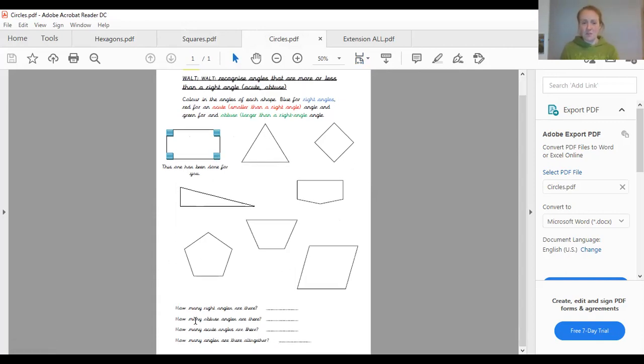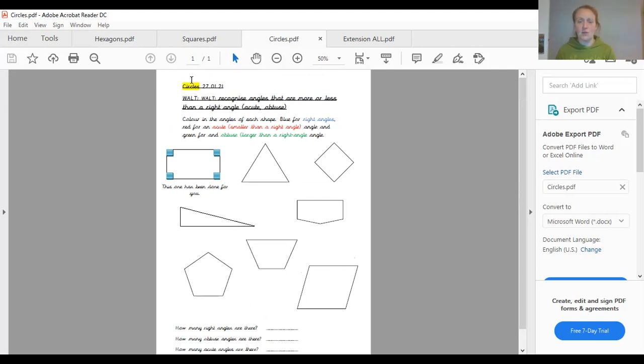And then it says at the bottom, how many right angles are there? So count all your blue right angles. How many obtuse angles are there? So count all of your greens. How many acute angles? So count all of the reds that you made. And how many angles altogether? That's counting all of the angles that you found in the shapes, circles.